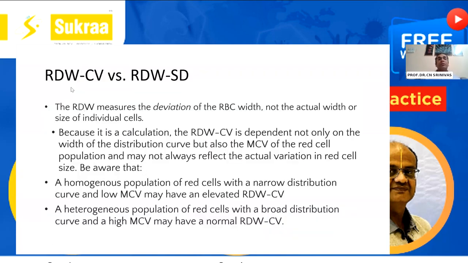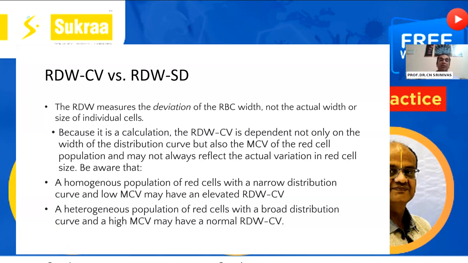So RDW CV, as I mentioned, is the deviation of red blood cell width, not the actual width, because it is a calculation, dependent not only on the distribution curve, but also on the MCV. So there is a pitfall, or one should be aware. A homogeneous population of red cells with a narrow distribution curve and a low MCV may have an elevated RDW CV. Nothing to get panicked about, but you need to remember this: narrow distribution curve, low MCV, so elevated RDW CV can occur.